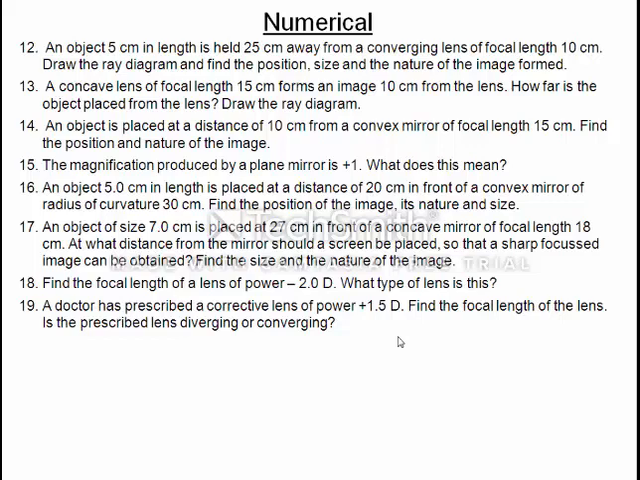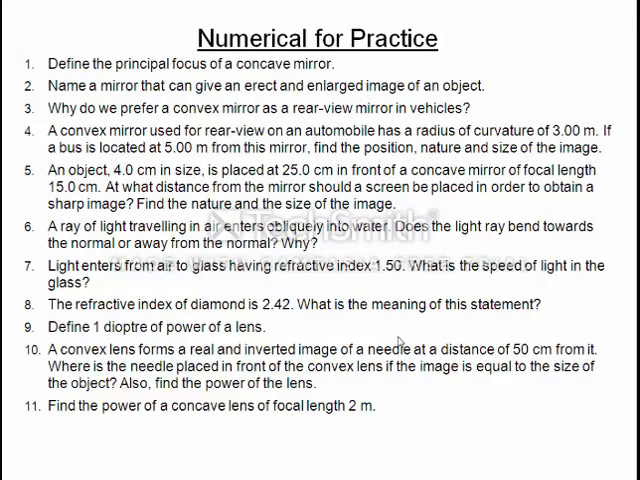If everything is clear to you, it's very good. But if you are facing any problem, please contact me. That's all about the chapter reflection and refraction. Now here is the numerical which I have given to you for practice. Please practice it, and after practicing the numerical, send it to me. And if you have any doubt, please ask me. Clear your doubt. Thank you.